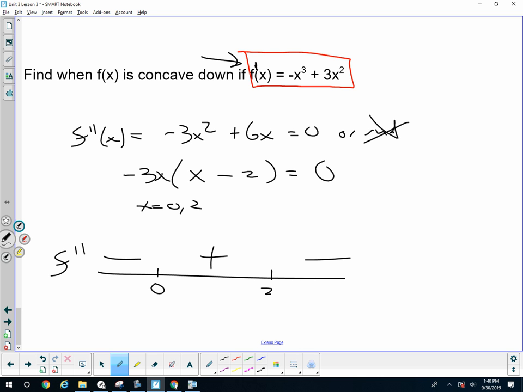I plug in 3, -9, +1, plug in 1, -3, -1, plug in -1, +3, -3. So f is concave down to the left of 0 and to the right of 2.